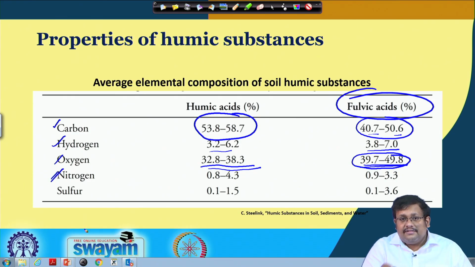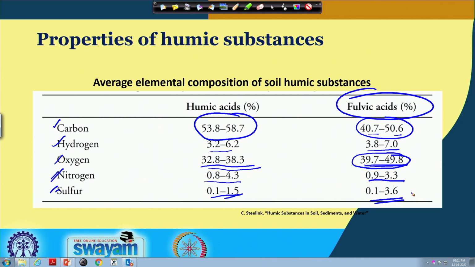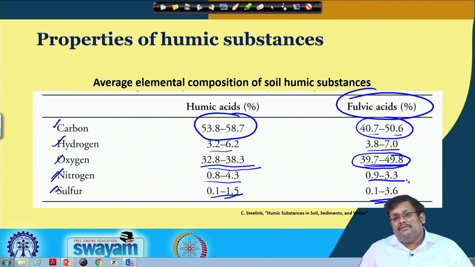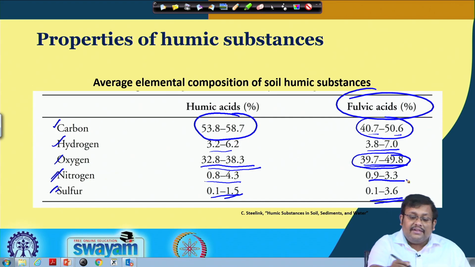So, nitrogen concentration in humic acid varies from 0.8 to 4.3%, whereas in case of fulvic acid it varies from 0.9 to 3.3%. Sulfur, if we consider sulfur, the concentration varies from 0.1 to 1.5%, and in case of fulvic acid it is 0.1 to 3.6%. So, this is the difference of composition between humic acid and fulvic acid, and one thing is very clear that carbon is more in case of humic acid, whereas oxygen is more in case of fulvic acid.